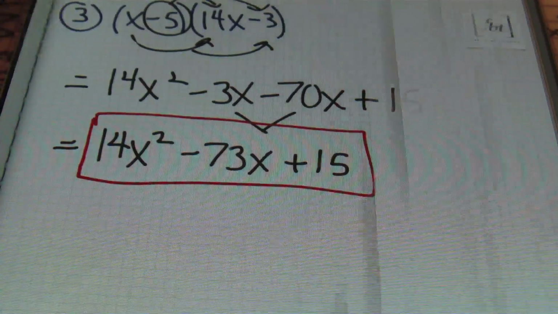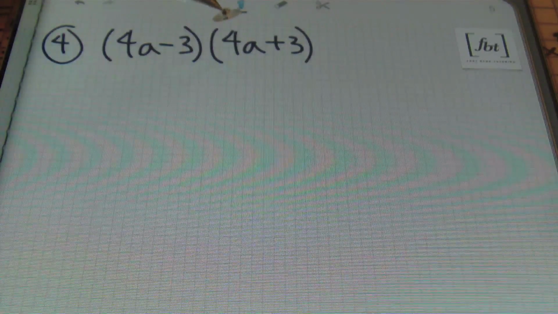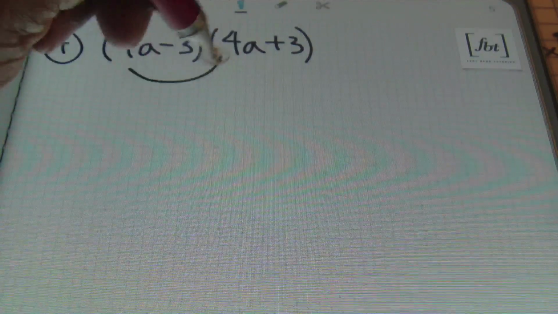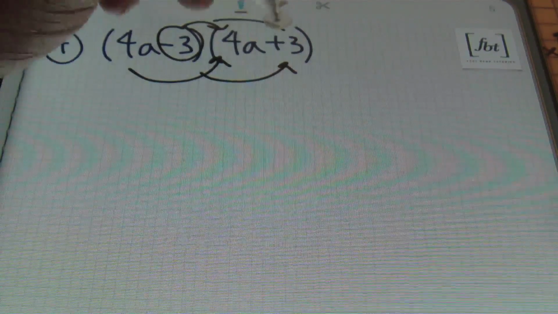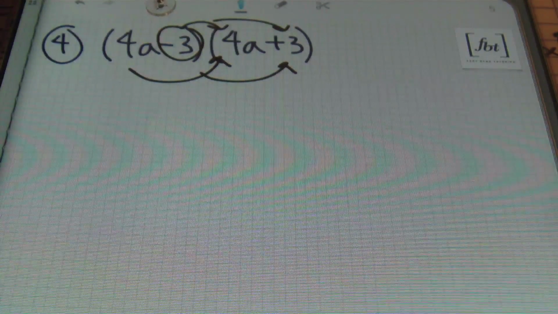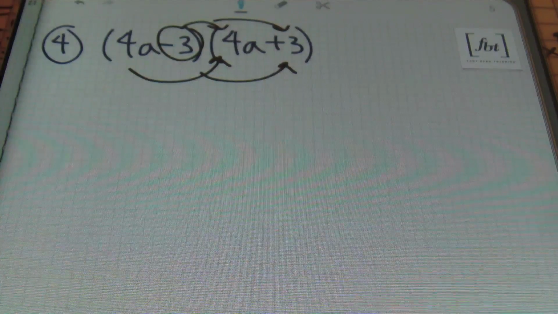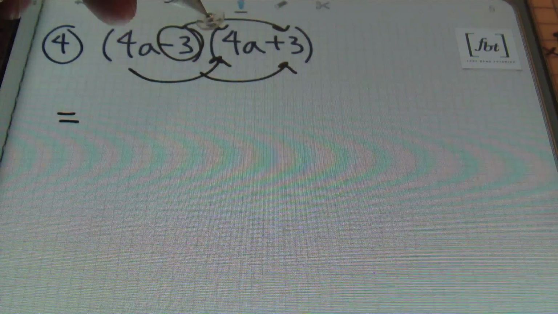There we go. In problem number 4, we have 4a minus 3 times 4a plus 3. So what I'll be doing here is I'll be distributing, getting my arrows popping. I'm going to circle that second term there because it's negative. It won't always be negative, but anytime that second term has a negative sign, I prefer to remind myself that it's negative by putting a circle around it. Then continuing on, I have 4a times 4a.